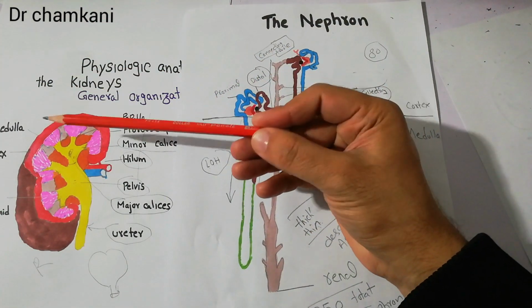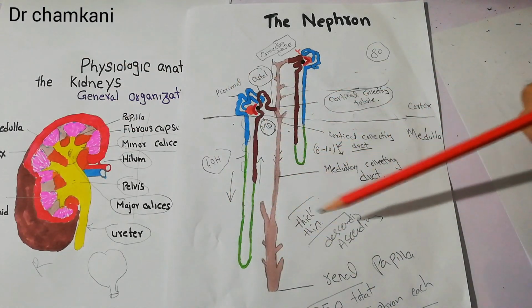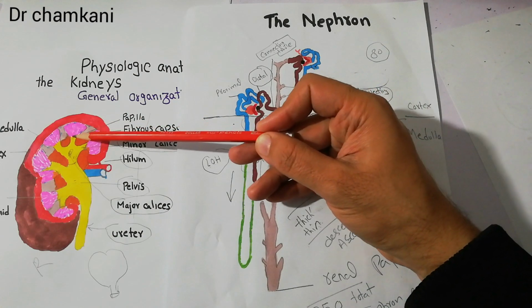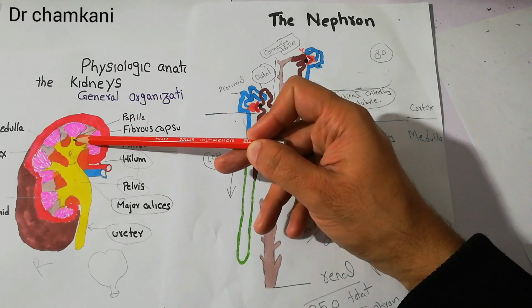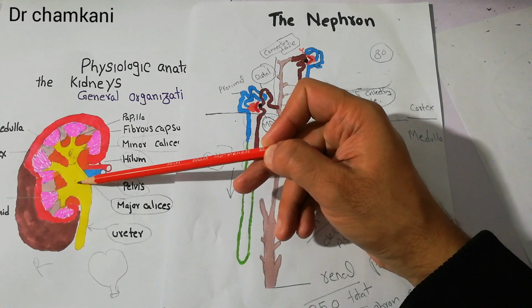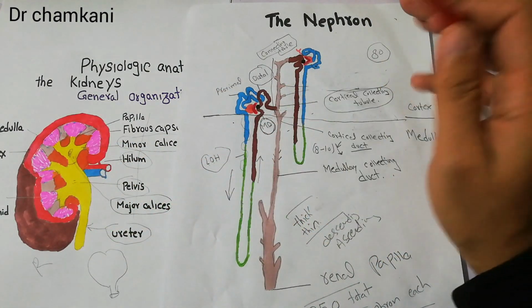Now we know that this portion is the papilla. All these larger collecting ducts open at this point into the papilla, and then we know the papilla opens into the minor calyces, then the major calyces, into the pelvis, and the pelvis into the ureter. From the ureter, urine goes into the bladder and then out of the body.